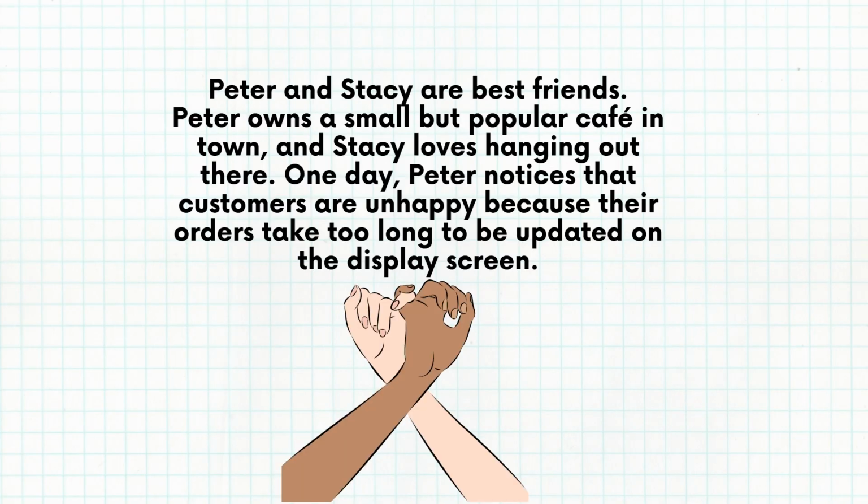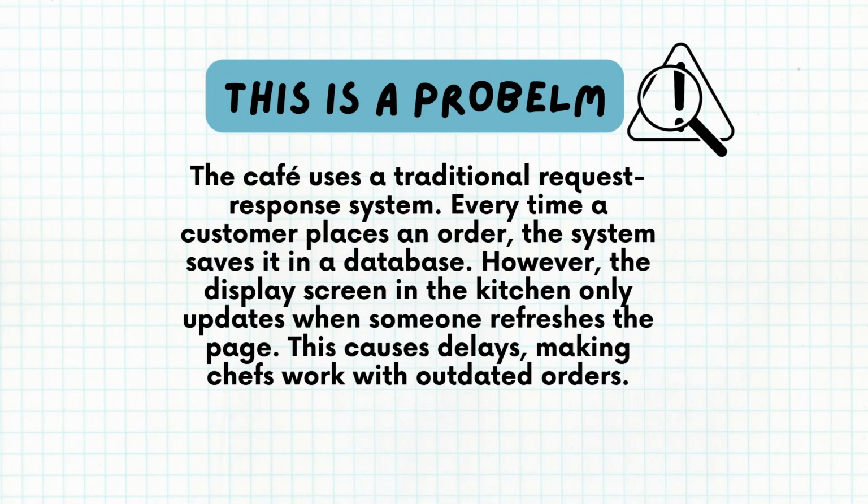Here is the story. Peter and Stacy are best friends. Peter owns a small but popular cafe in town, and Stacy loves hanging out there. One day, Peter notices that customers are unhappy because their orders take too long to be updated on the display screen. This is a problem.